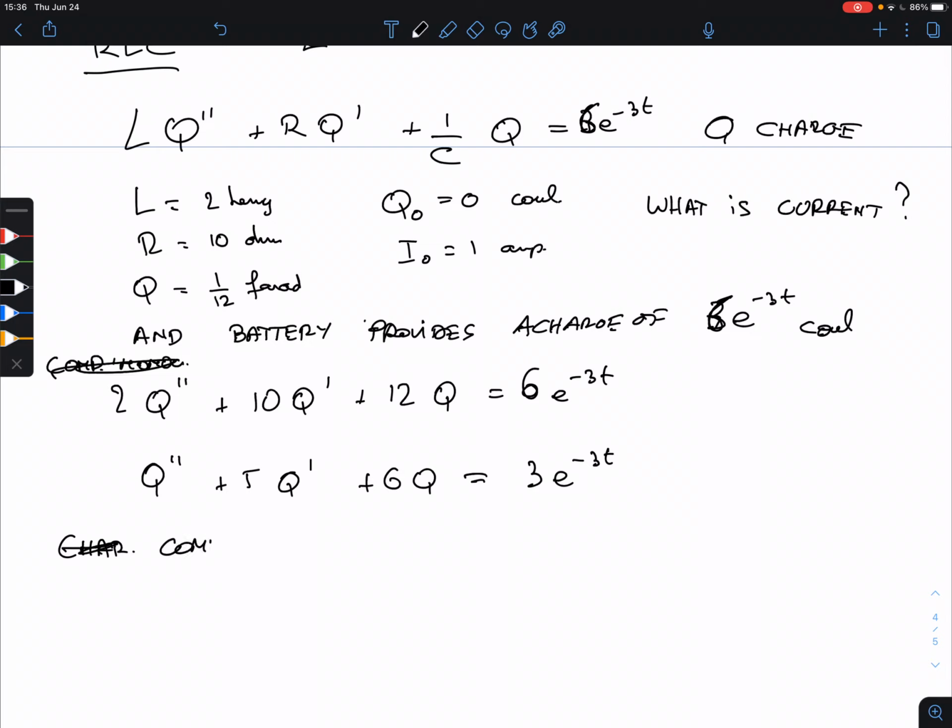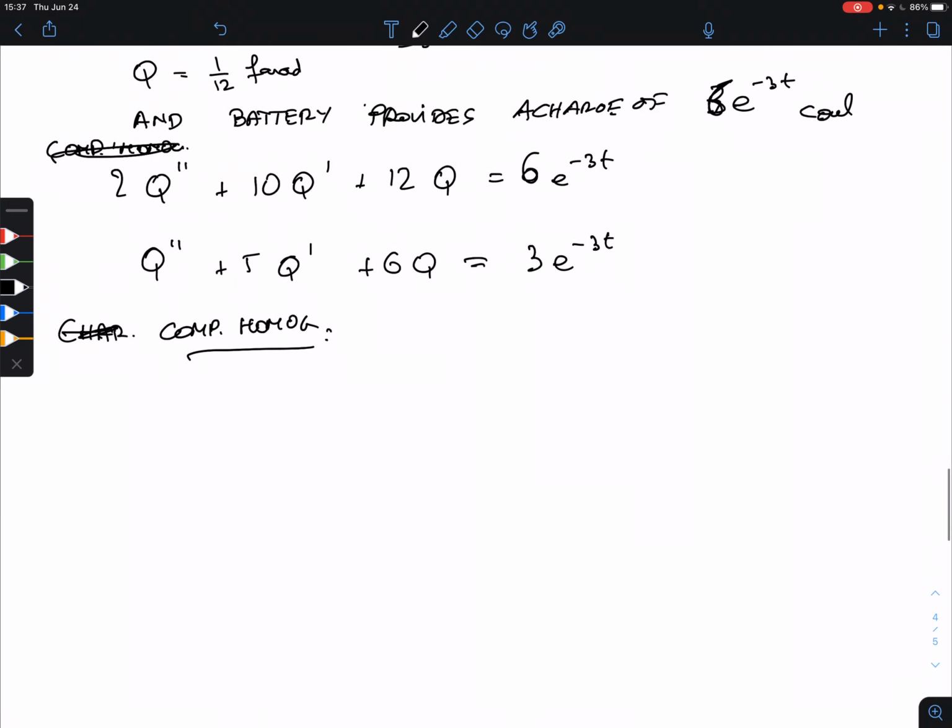The complementary homogeneous, Q double prime plus 5Q prime plus 6Q equals 0. So the characteristic equation: t squared plus 5t plus 6 is 0.